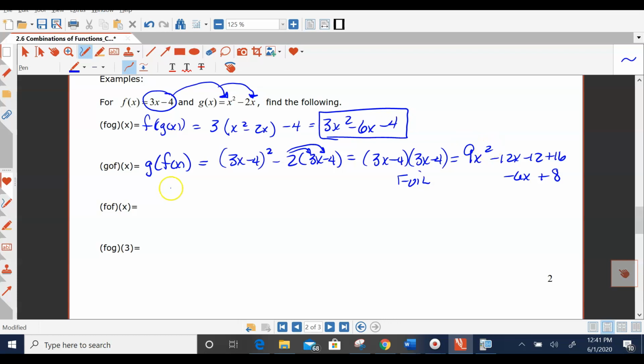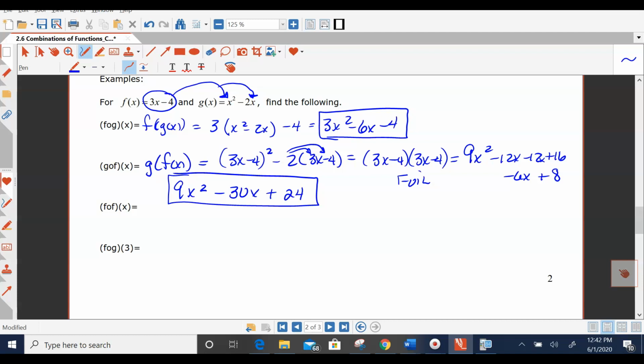So I've got a 9x squared, a -12x, a -12x, and a -6x. So -12 and -12 is what? -24, and a -6 would be a -30x. And then a 16 and an 18, adding those would give me a positive 24. So that would be the result of G circle F, or G composed with F.